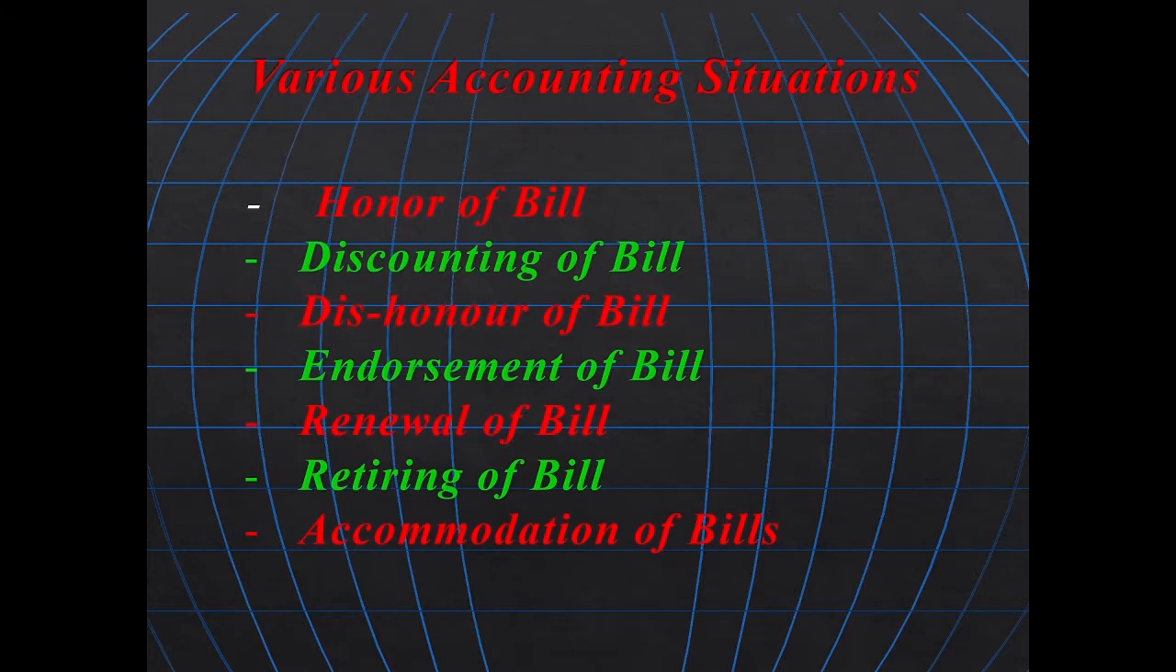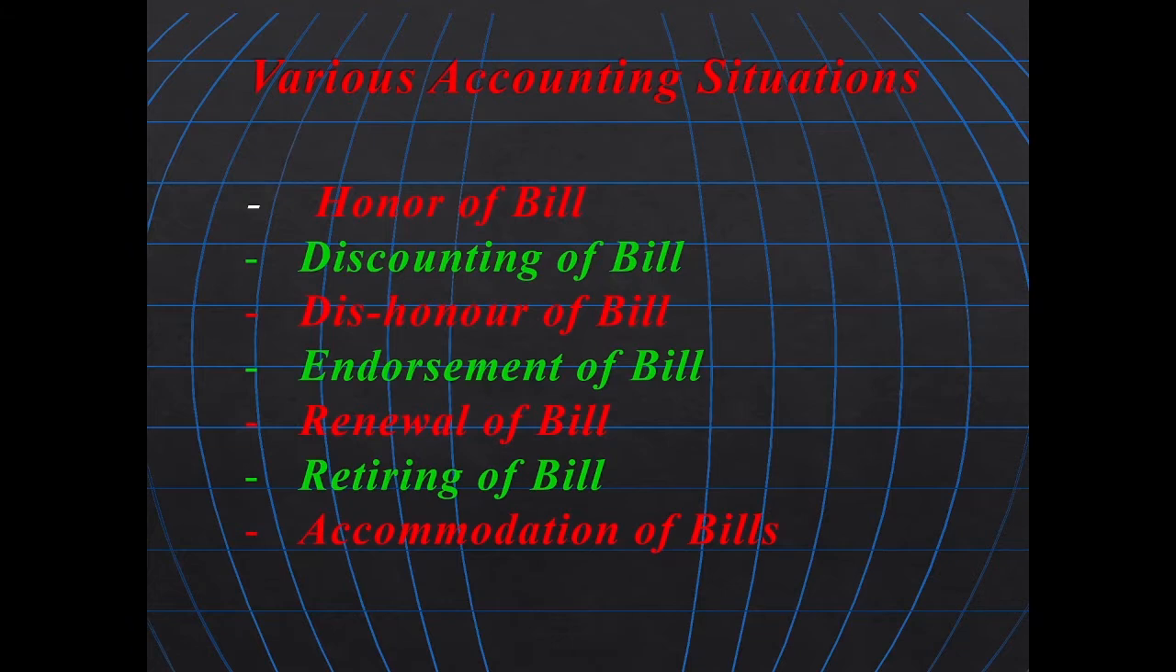Retirement of the bill. This is quite opposite to the renewal of the bill. If the drawee has sufficient money, he will approach the drawer before the term period and say, I have money, I will pay the bill amount before the term of the bill or before the due date. For that purpose, the drawer will allow some rebate or discount. So the drawer is getting money before the due date, and the drawee is getting some discount for payment of money before the due date.